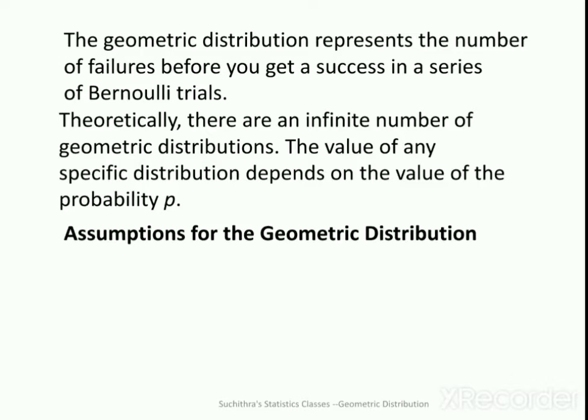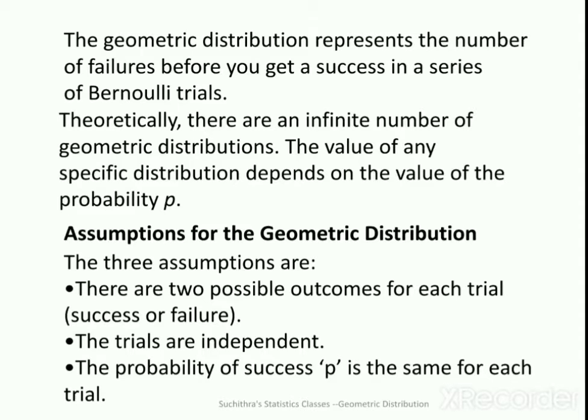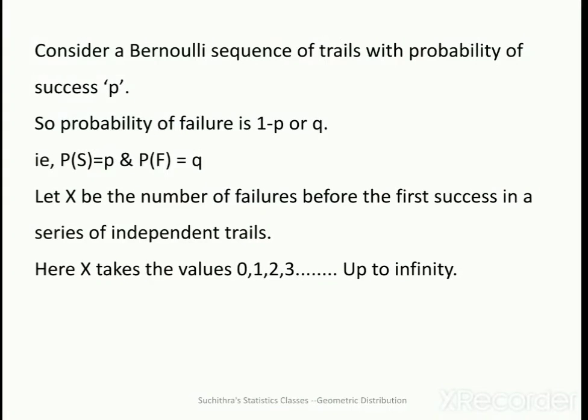Then let us think about the assumptions of a geometric distribution. There are three assumptions for a geometric distribution. There are two possible outcomes of each trial, success or failure. That is, it is a Bernoulli trial. The trials are independent. The probability of success p is the same for each trial.